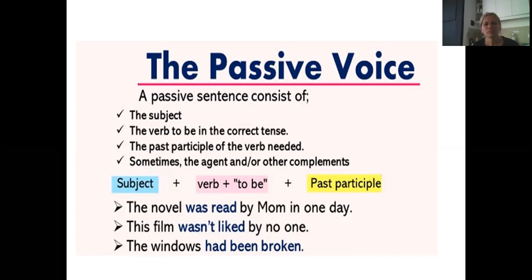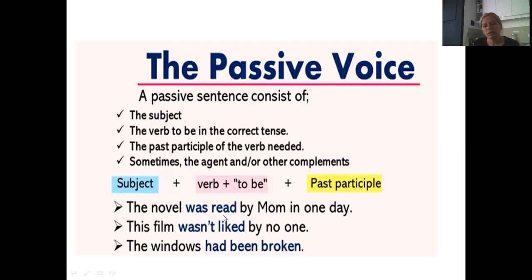Here, I will say this in Spanish, ¿ok? El pasado participio es la tercera columna de verbos, ¿sí? En la voz pasiva siempre van a necesitar el verbo to be, es decir, ser o estar en presente o en pasado, y la tercera columna de los verbos. Don't forget it, yes? So you need the subject, the verb to be, and the past participle, right?